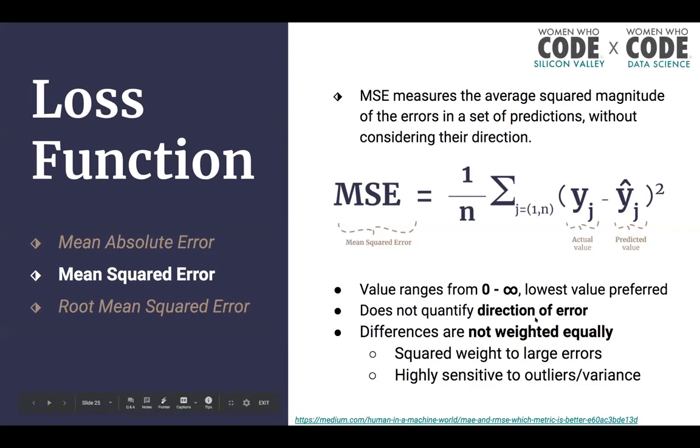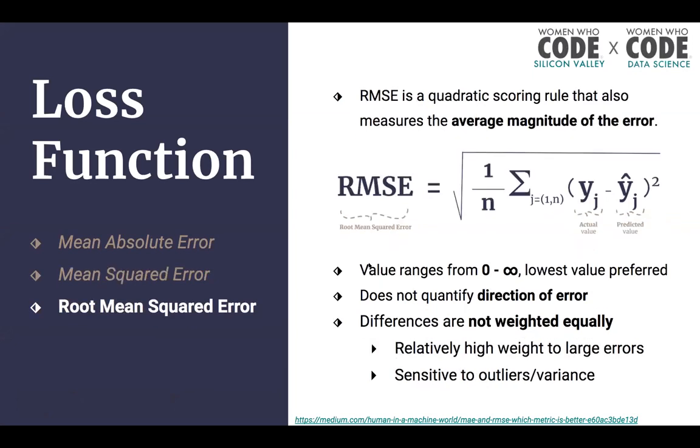And because the outlier would have say 100 distance from the prediction, this would make it a very high error model just because that one outlier was included. So mean squared error is the second one.